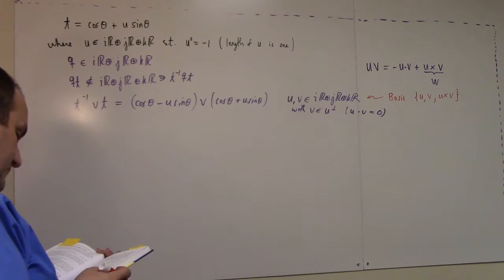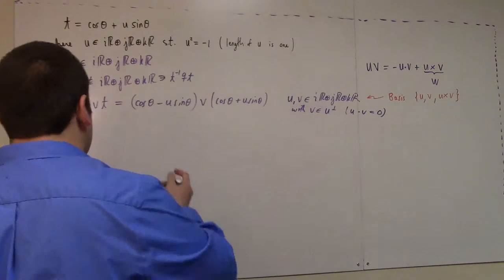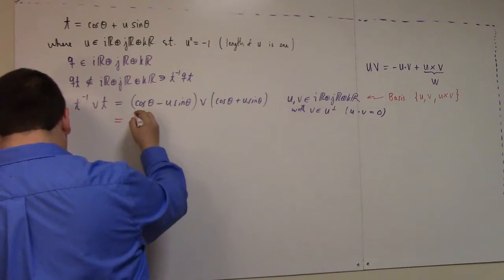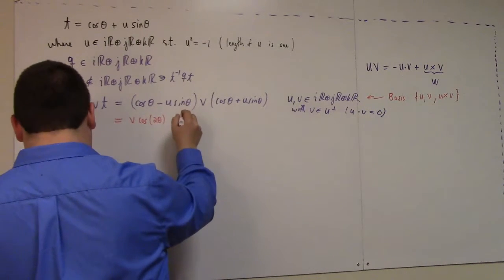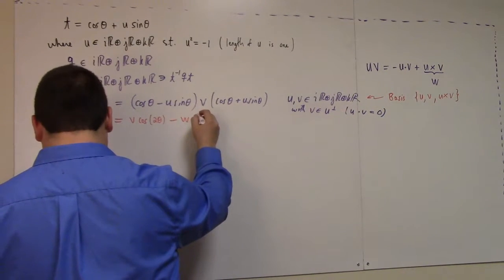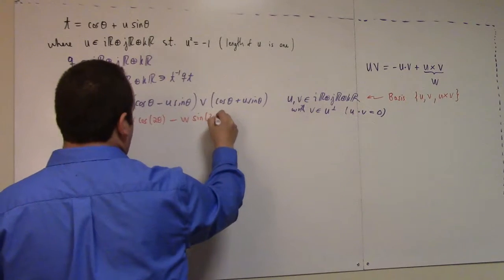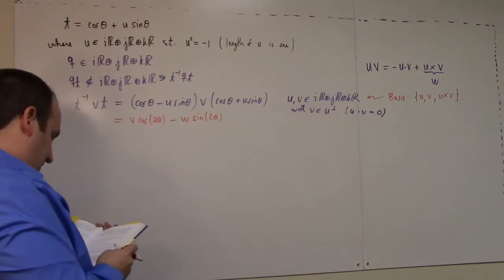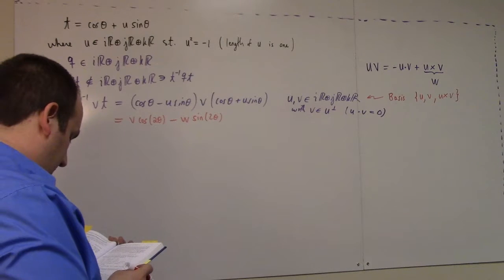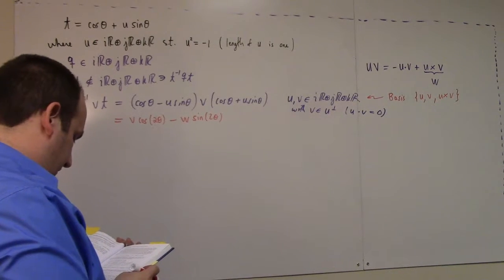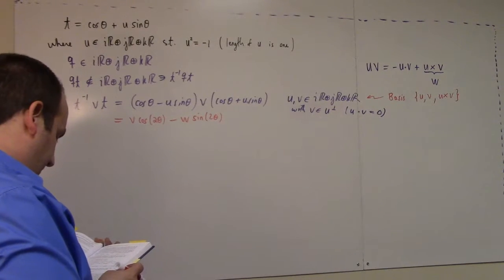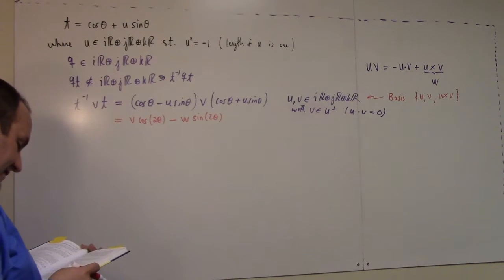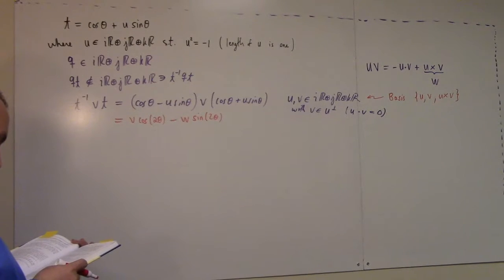In any event, through fairly simple calculations, he shows that this is equal to V cosine 2 theta minus W times the sine of 2 theta, right? Some steps missing there, obviously. And so his takeaway message from this is that every rotation of R3 given by an axis U at an angle of rotation alpha can be produced by conjugation of the unit quaternion.